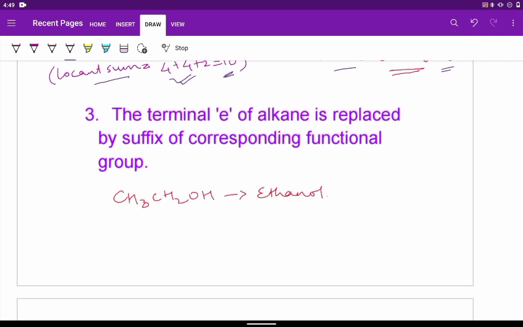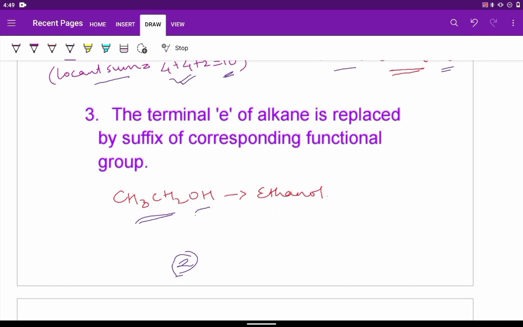Next, we see the terminal E of the alkane is replaced by the suffix of the corresponding functional group. Now you see in this compound CH3CH2OH, how many carbon atoms? There are 2 carbon atoms. So 2 carbon atoms will be the word root eth. So it is a derivative of ethane.